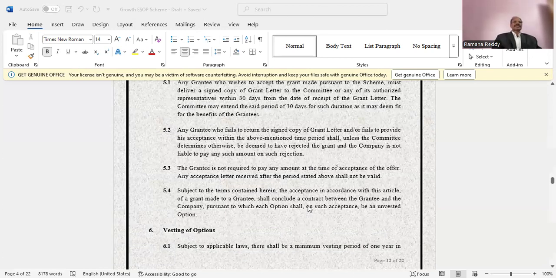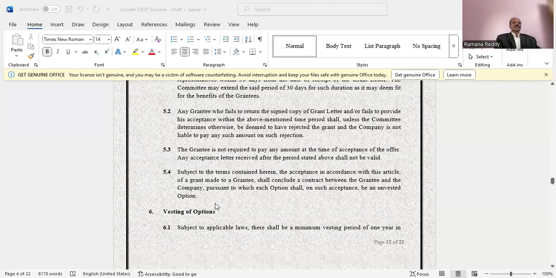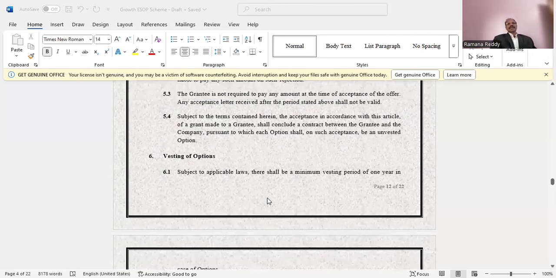So the grantee is not required to pay any amount at the time of receipt of the grant letter. Subject to the terms contained in the acceptance, in accordance with this article, a grant made to a grantee shall conclude the contract between the company and the grantee, because the company has given the grant letter and the employee has accepted and also returned the acceptance form. So the contract is completed between the company and the grantee. The grantee has to abide by all the terms and conditions.